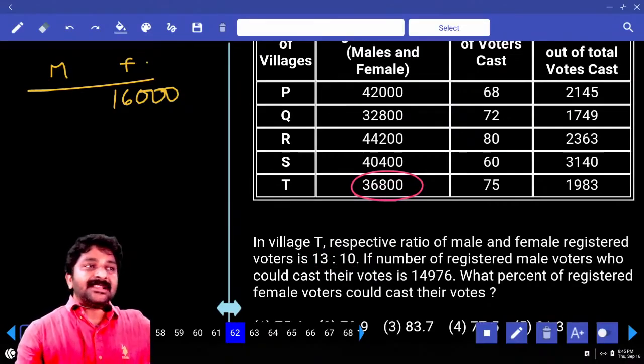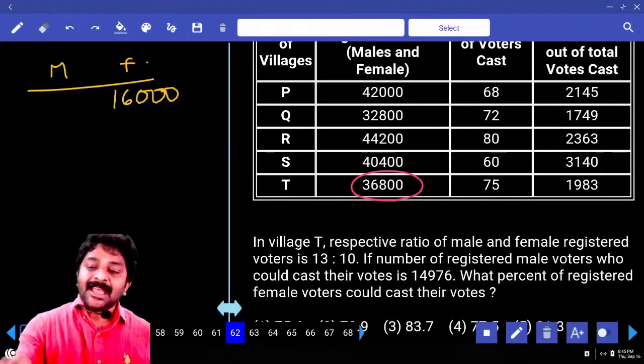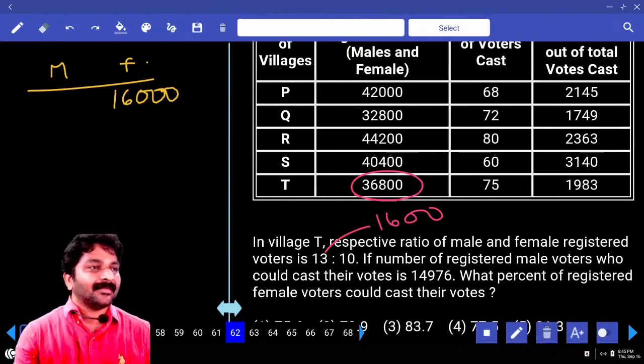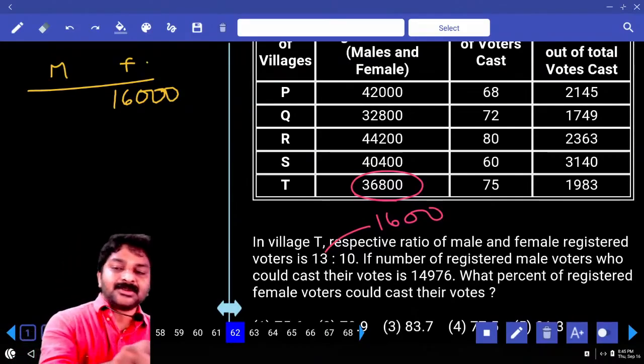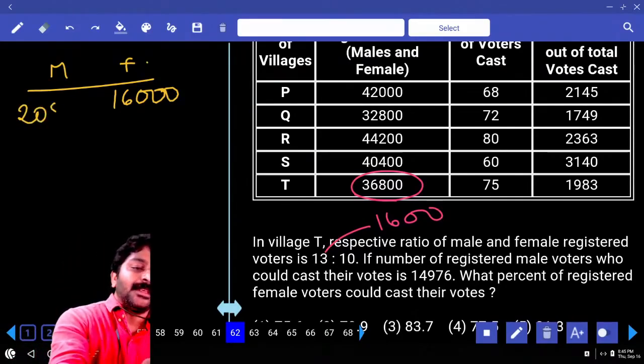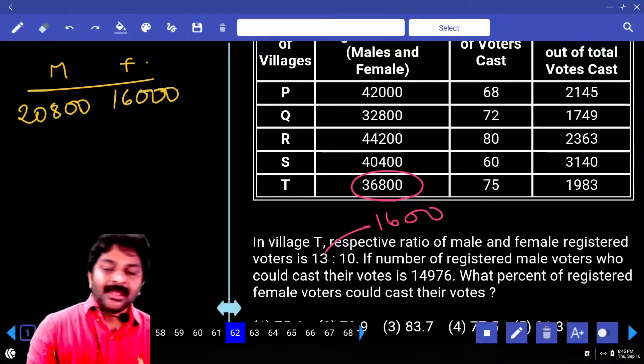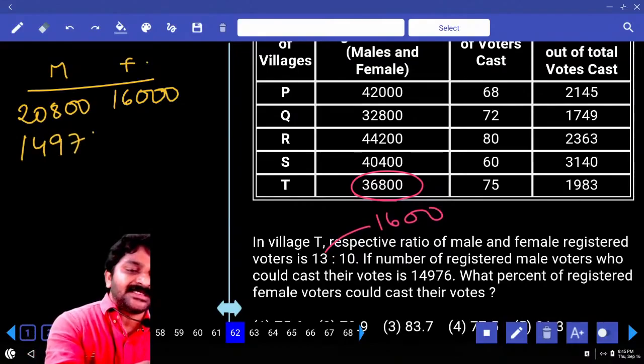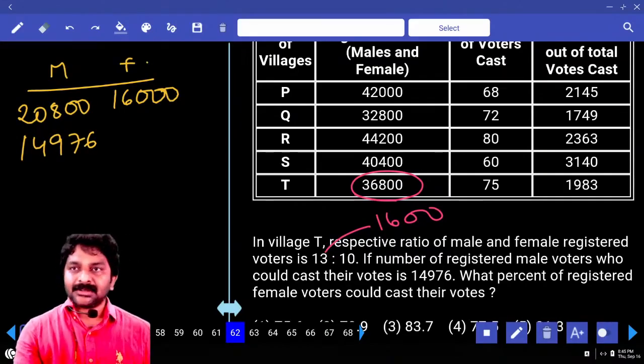36,800. Subtracting 16,000 from 36,800 becomes easier than multiplying 13 with 1600. Understood? Right. So it becomes 20,800. Out of them, 14,976 have casted their vote.